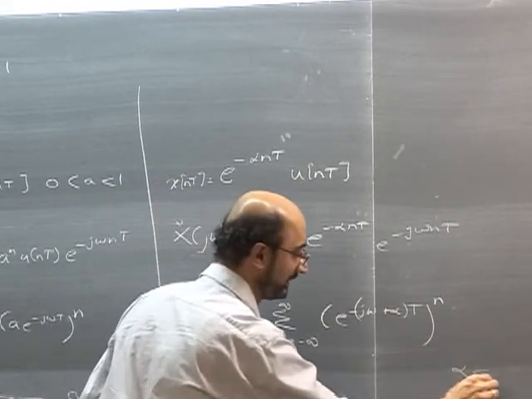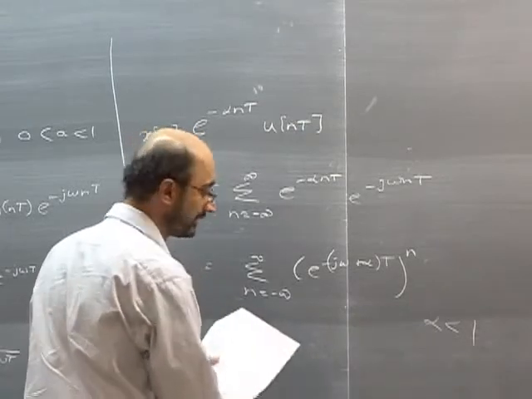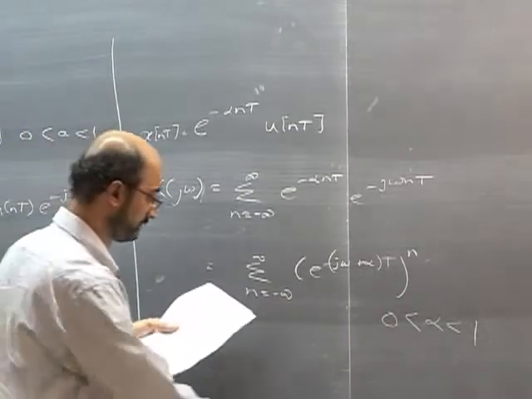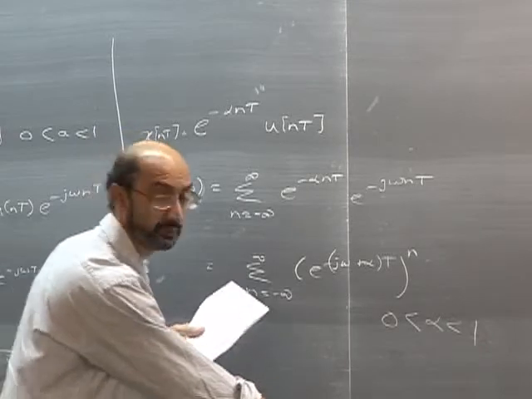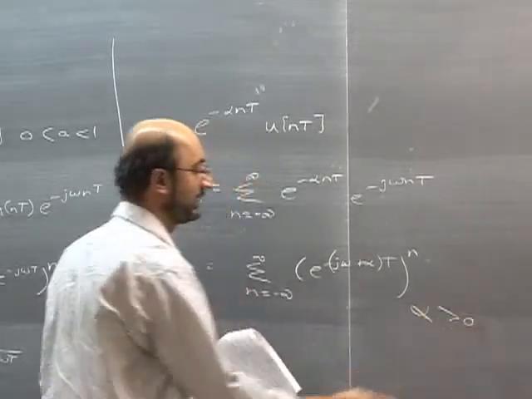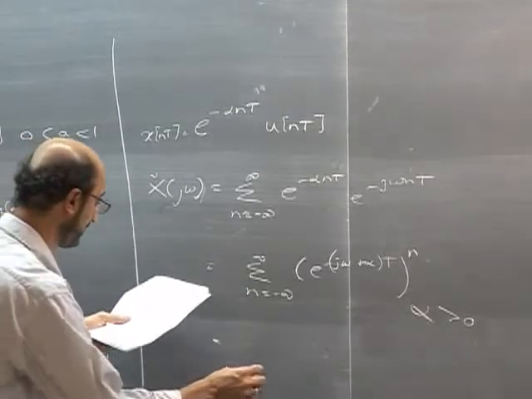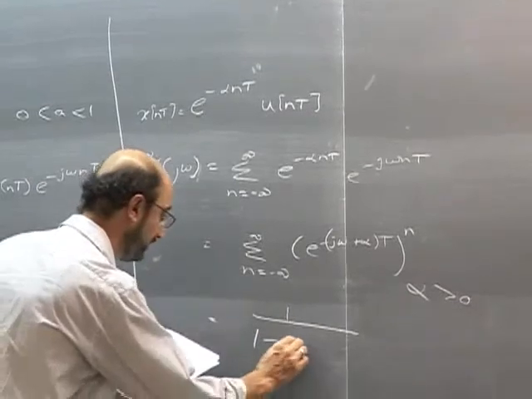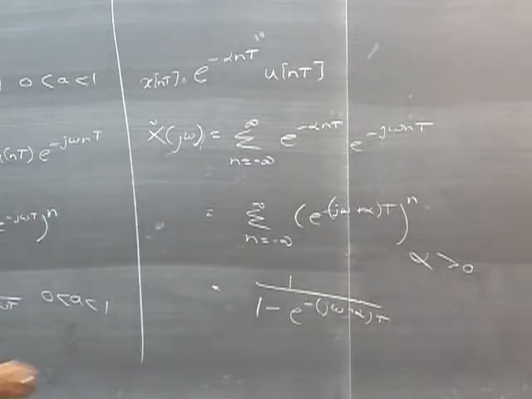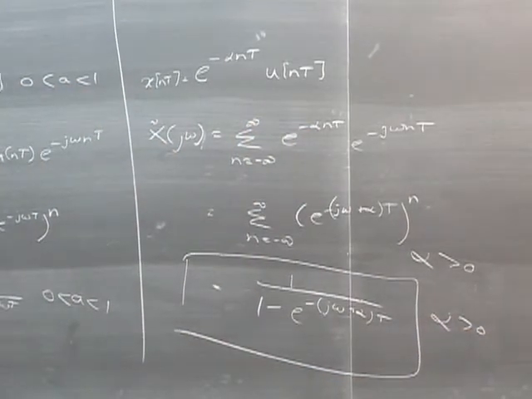So if alpha is less than 1, sorry. I think I said mod alpha less than 1. Anyway, I think 0 less than alpha less than 1, I'm trying to remember whether I said mod. Beg your pardon? Alpha greater than 0, right, because we have the same condition that we want to modulate the phasor down. Alpha greater than 0 is the value, and then we get 1 over 1 minus e to the minus j omega plus alpha t, and that's what you need. And that's for alpha greater than 0.